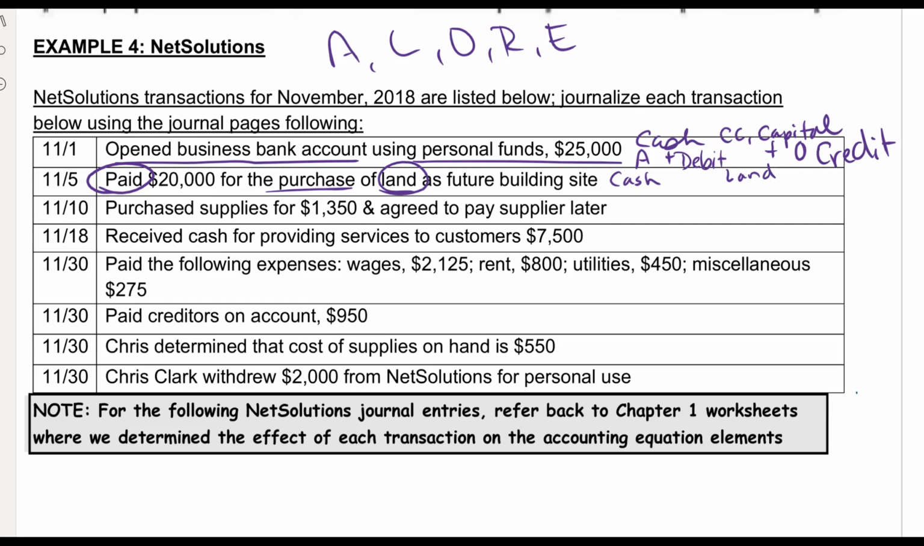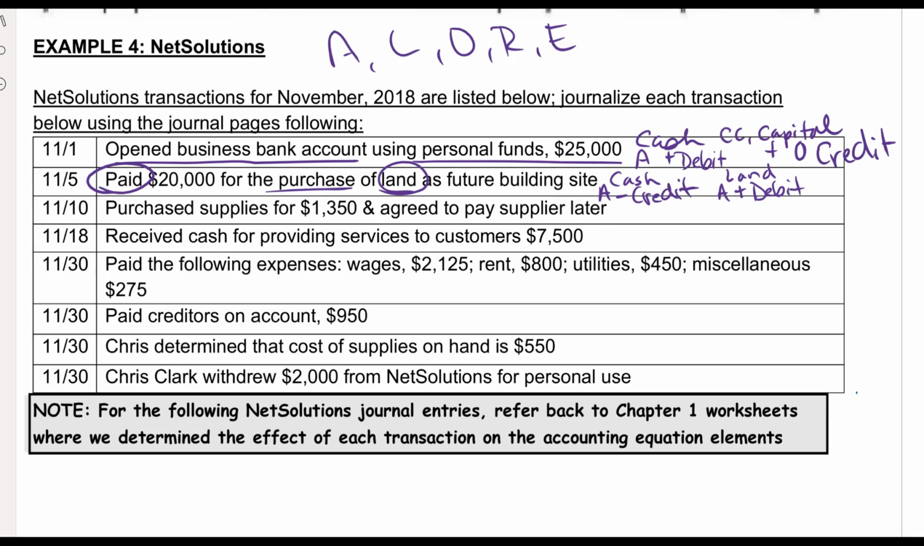We got land. So what kind of account is cash? Asset. Land is also an asset. Land is something that we'll have for a long time. It's valuable. It's not something we're going to write off as an expense. So it's an asset. Are we increasing cash or decreasing cash? We're paying, so our cash is going down, but we're getting land, so it's increasing. And to increase an asset, you debit. To decrease an asset, you credit. And that's found on page 2 again.